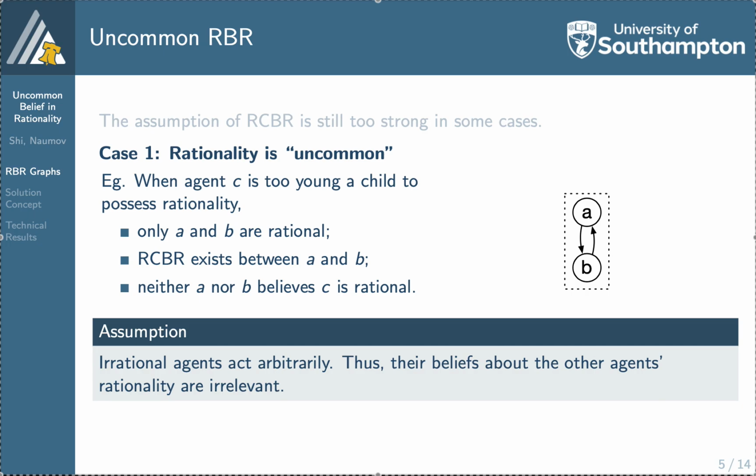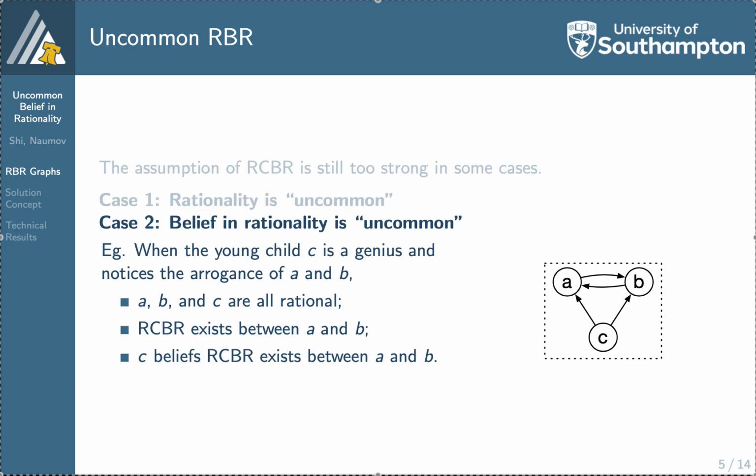Of course, this requires an assumption that irrational agents act arbitrarily, so their beliefs about other agents' rationality are irrelevant in our analysis. Let's consider another case where belief in rationality is uncommon. For example, suppose that the young child C is a genius who is smart enough to possess rationality. She also notices the arrogance of A and B, so she believes that neither A nor B believes her to be rational. In this case, all three agents A, B, C are rational.